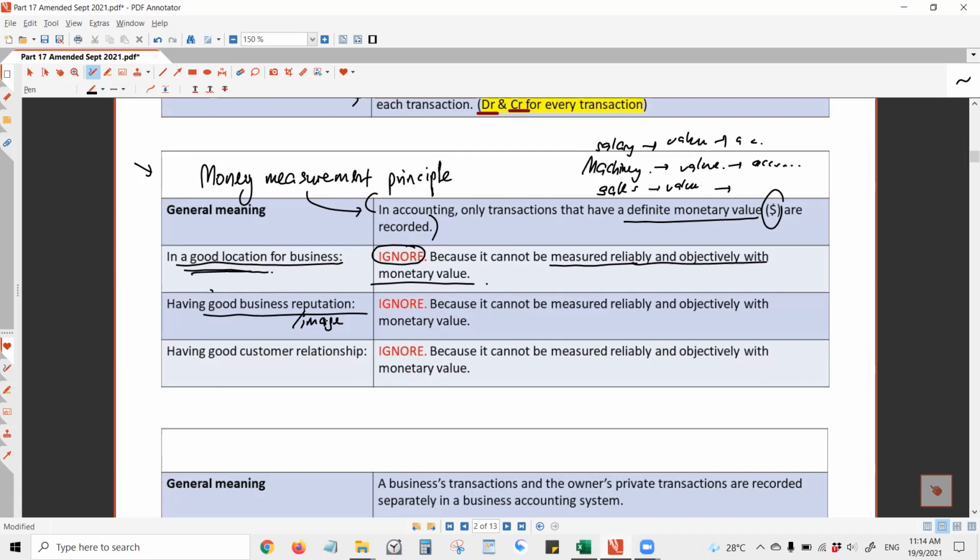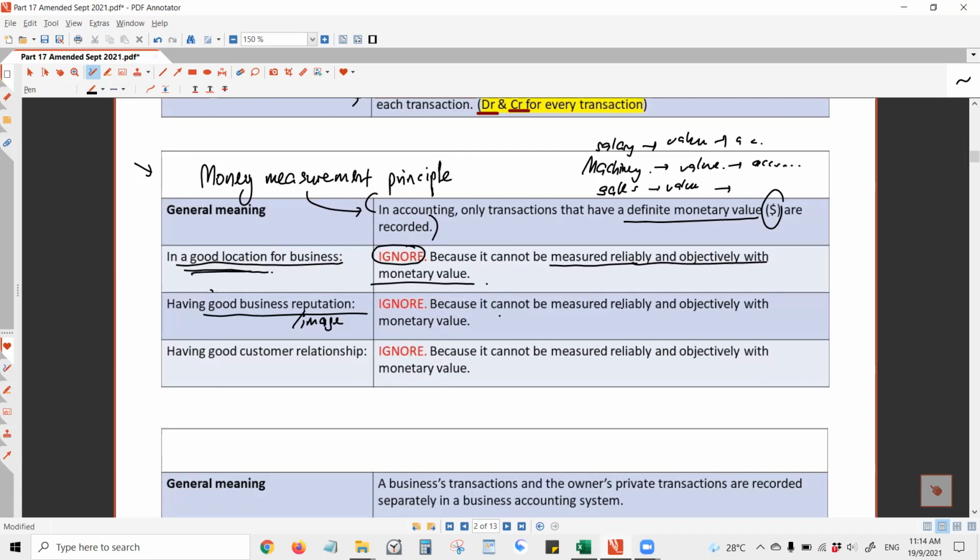Can you measure the reputation of a business? Can you tell people that all the customers like us very much and that is worth $1 million? Our reputation is worth $1 million. Can you tell people so? Of course cannot. Okay, we cannot measure reputation with dollar, right?